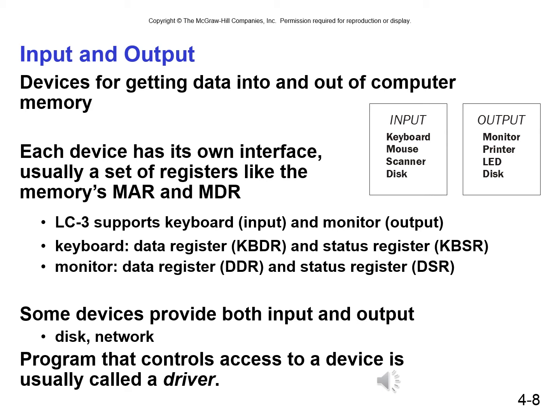One is used to indicate input or output is ready, and the other is to hold the actual input or output. Some devices provide both input and output, and the program that controls access to those types of devices is usually called a driver. And it's a program that works with the specific device and the operating system. Whenever we solicit input or send output to a peripheral device, we need an operating system. The operating system of a computer manages the hardware. So there is some handshaking.